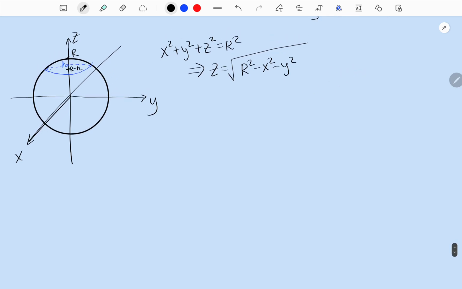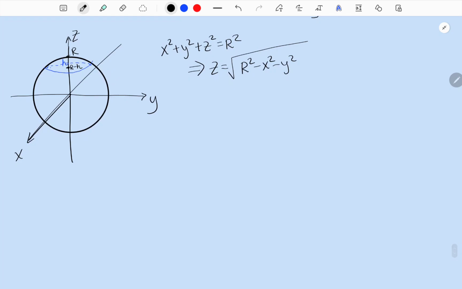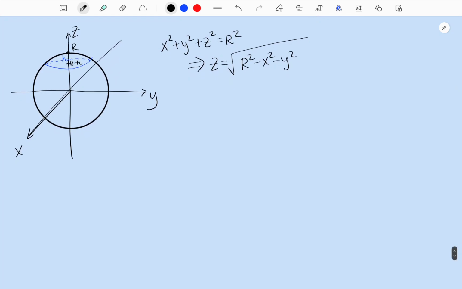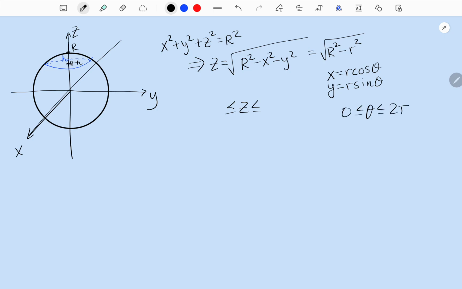But now what we really want to do is use cylindrical coordinates. So how would we use cylindrical coordinates? For cylindrical coordinates, x squared plus y squared is equal to r squared, because x is equal to r cosine theta and y is equal to r sine theta. Theta goes between 0 and 2 pi.